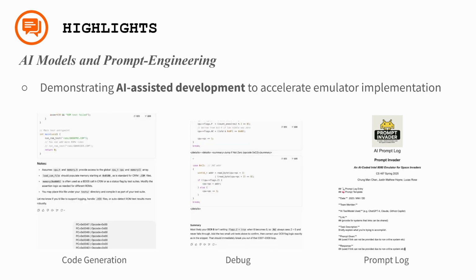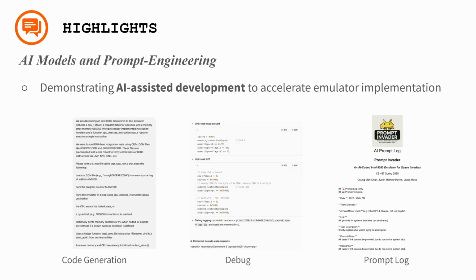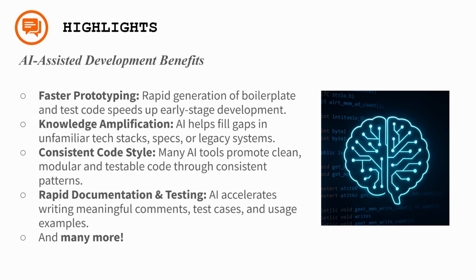We had to treat the AI like a junior engineer, asking the right questions, checking the output thoroughly, and correcting or rejecting mistakes. Through this process, we discovered real and measurable benefits to AI-assisted development, even in low-level technical domains.